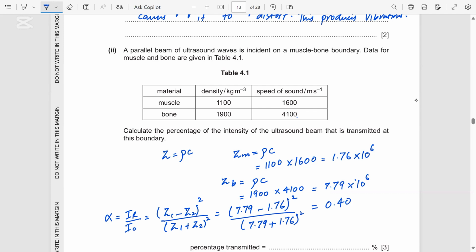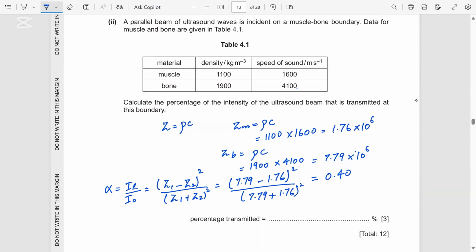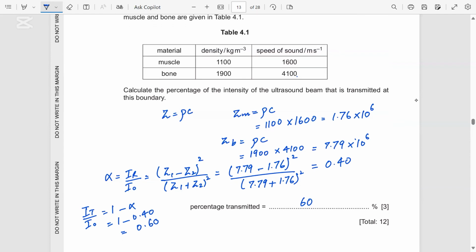This is reflection. However, we have to find transmission. So transmission is going to be 1 minus alpha, which is going to be 1 minus 0.40. That is 0.60. In terms of percentage, it's going to be 60%. We multiply it with 100.